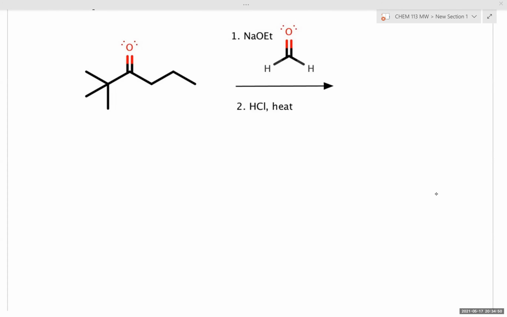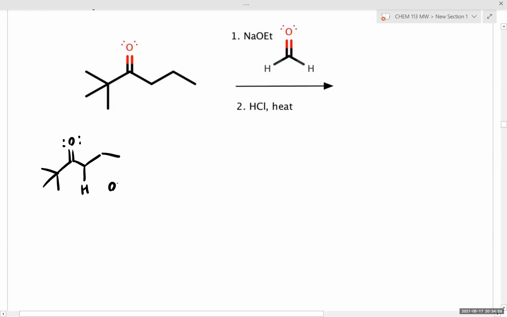Yeah, we're likely going to deprotonate the alpha position. Exactly right. So which alpha position? Well, only one alpha position is available, right? The other position is completely substituted. So we generate our desired enolate.